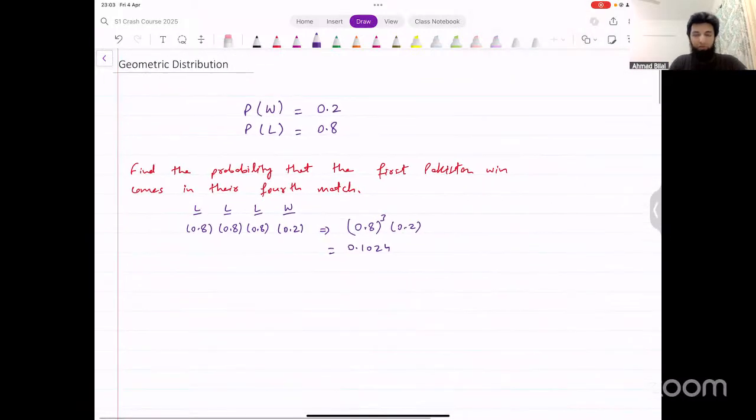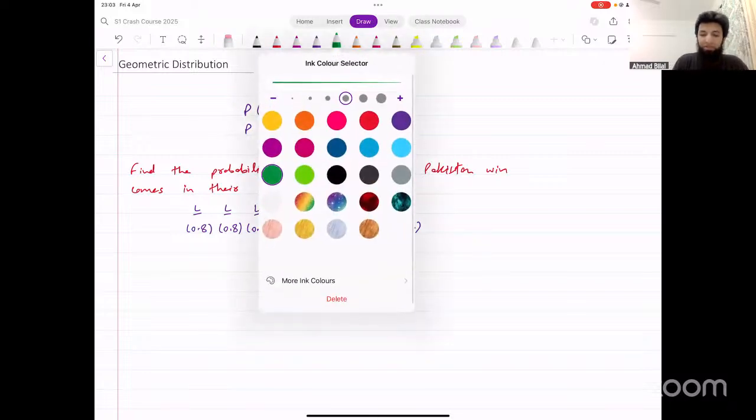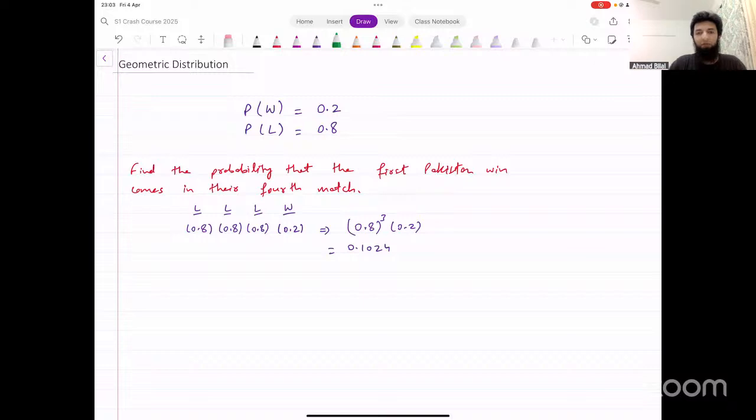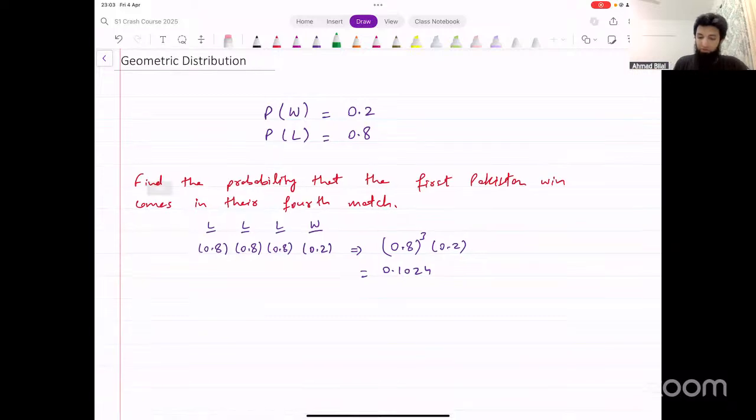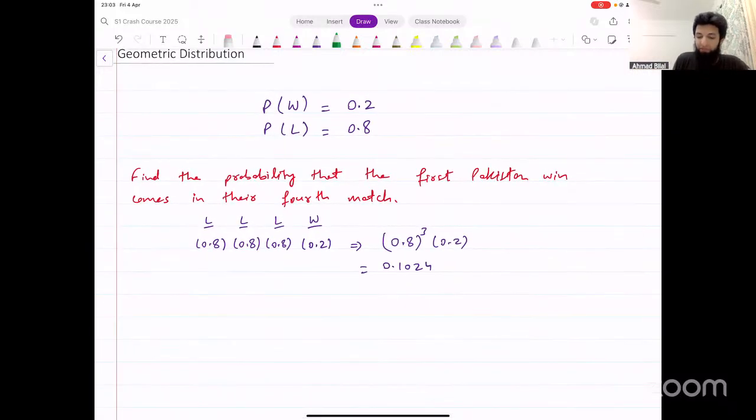In binomial, we were looking for the probability of having a certain number of successes out of some number. In geometric, it does not matter how many matches we win, as in we're not looking for the probability of getting a certain number of successes. We just want to see the probability of getting our first win in a particular match. So the probability that the first one comes in the fourth match is going to be 0.8 raised to power 3 into 0.2.